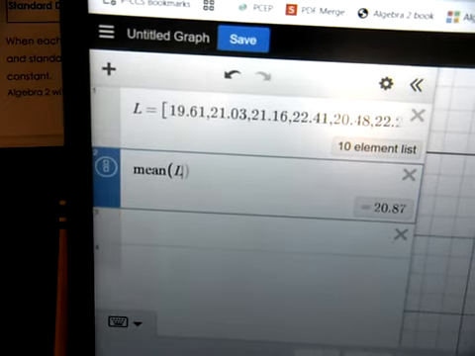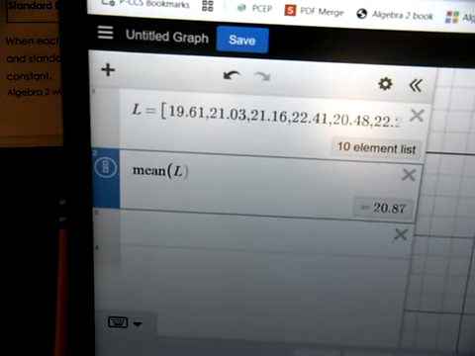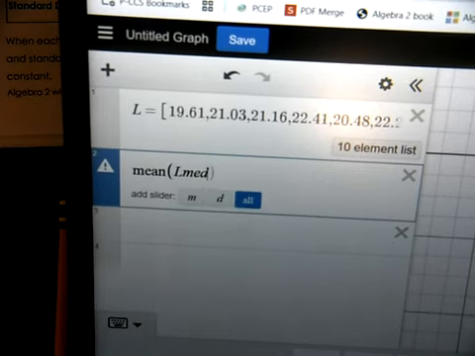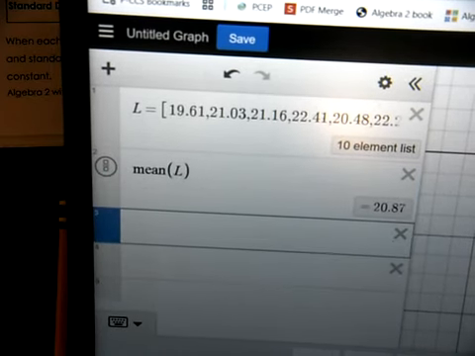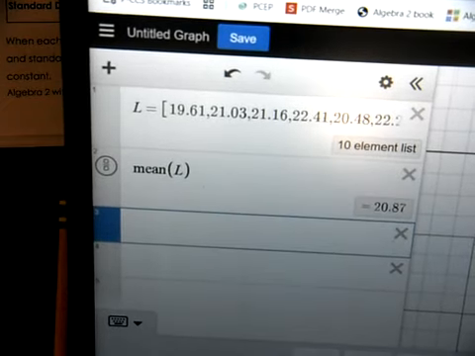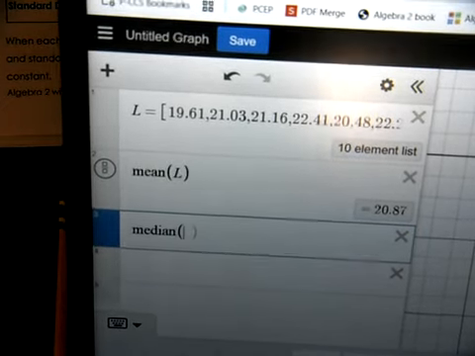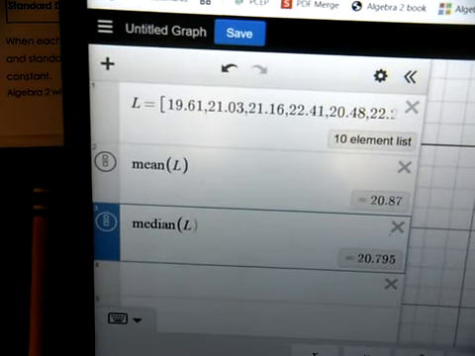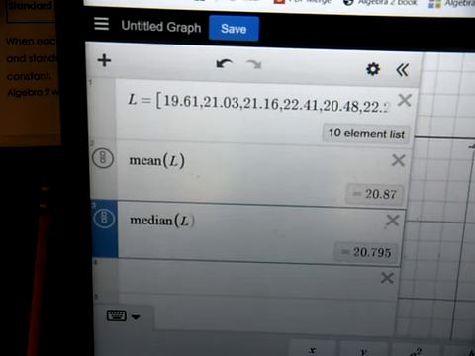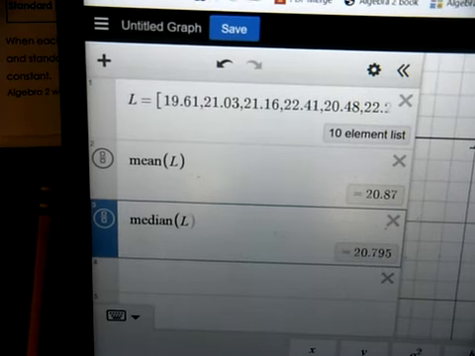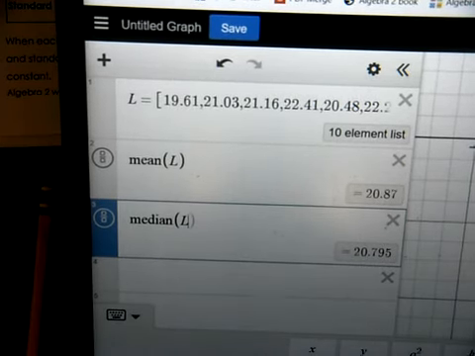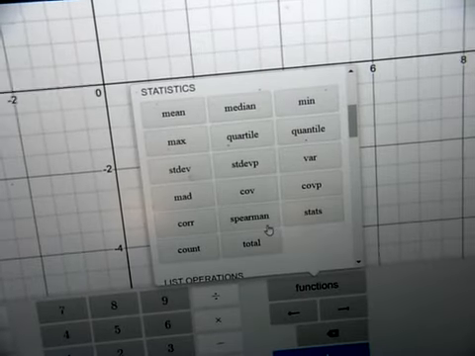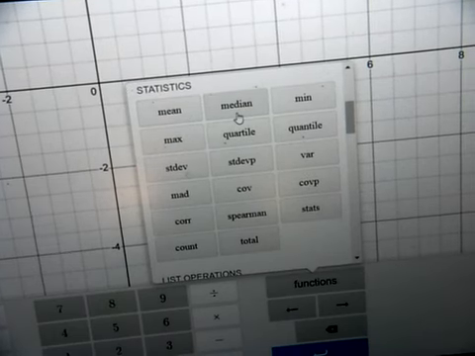I'll go back to function, back to statistics, look at median. Oh, that's not what I meant to do. You've just got to know how to use it. Get used to using it. Got to turn it to L. There's your 20.795. So we can use the list of data over here. I used mean, I did median.